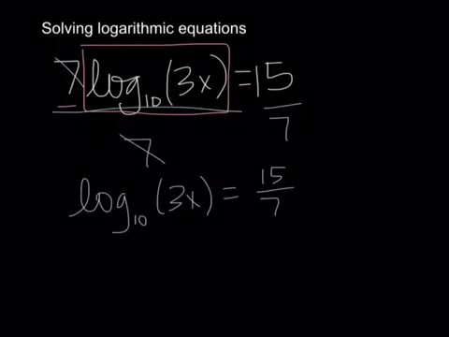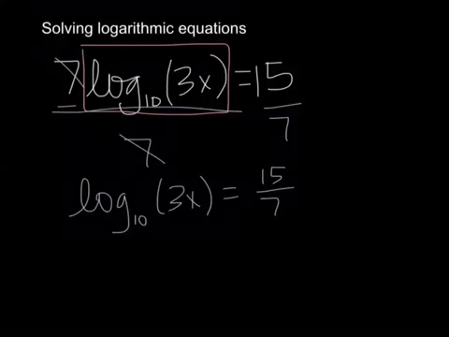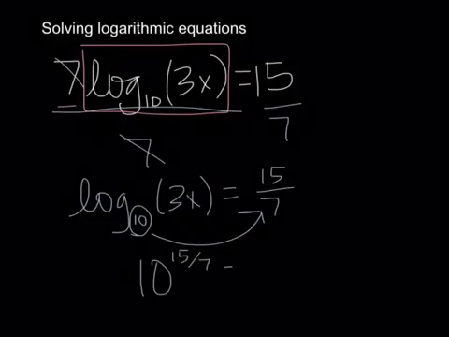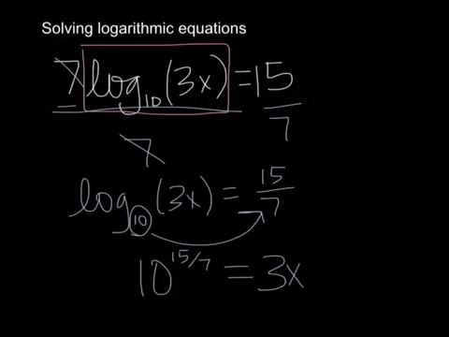Alright, and then we want to write this in exponential form. The base of our exponent is going to be the base of the logarithm, 10. The exponent is 15/7, and that is equal to 3x. So we're a lot closer to solving for x now.